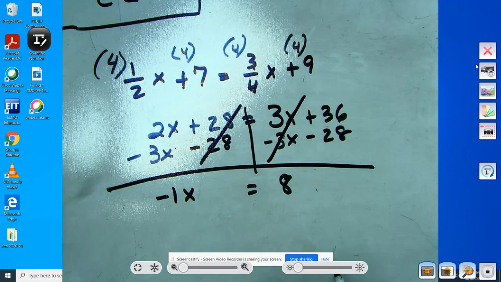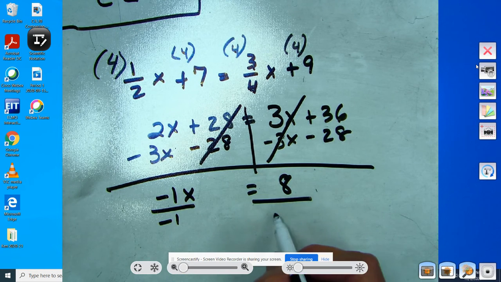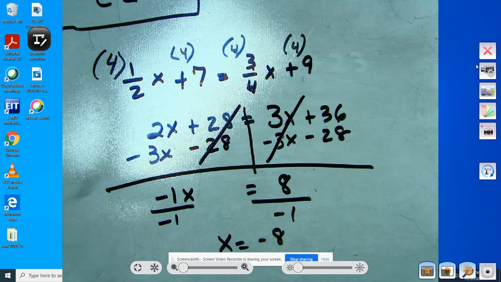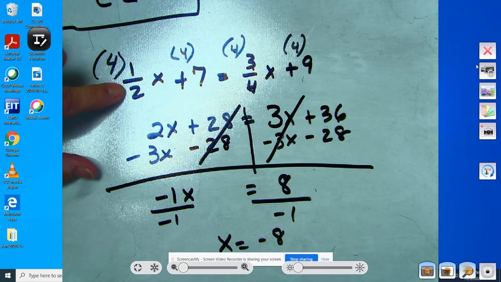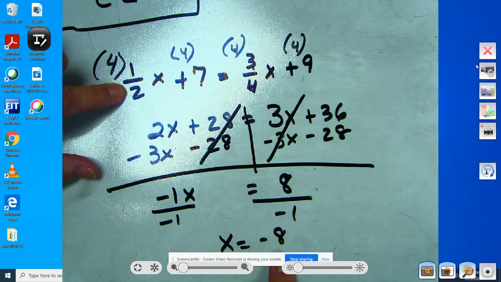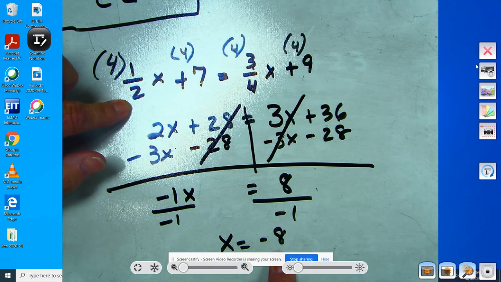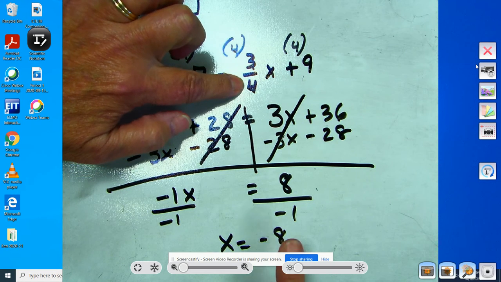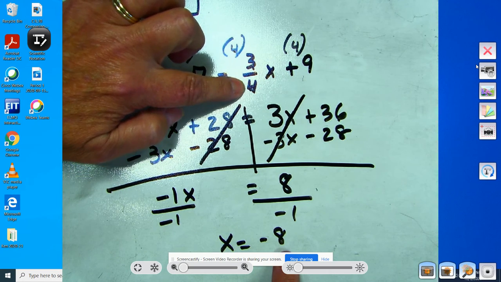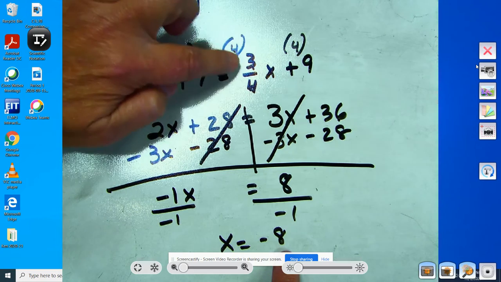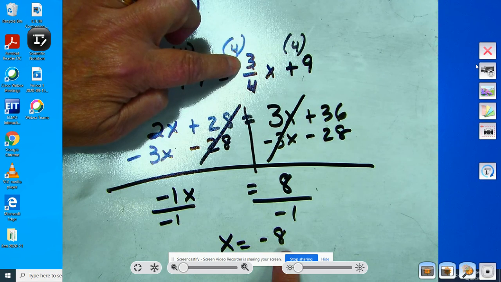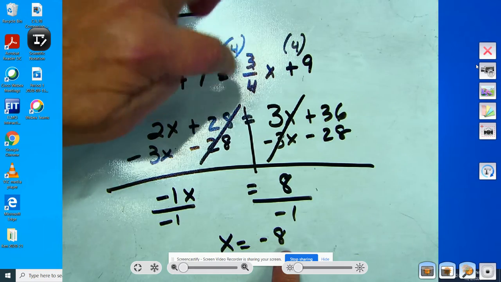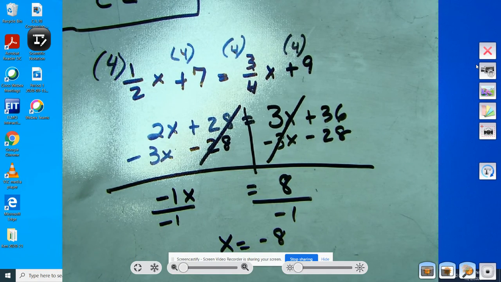Nine little words: divide by the number in front of the letter, and x equals -8. So half of -8 would be -4, and 7 minus 4 is 3. -8 divided by 4 is -2. -2 times 3 is -6, and 9 minus 6 is 3. Both sides equal.